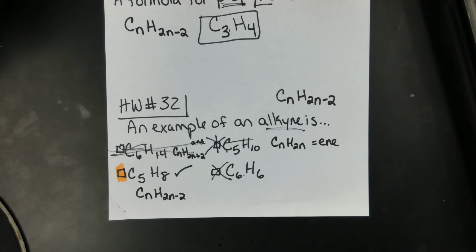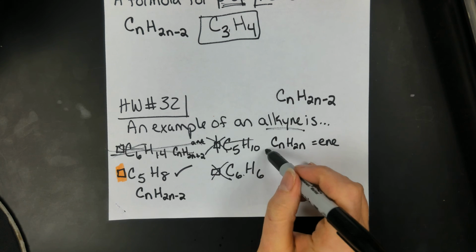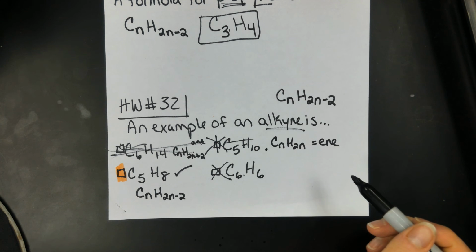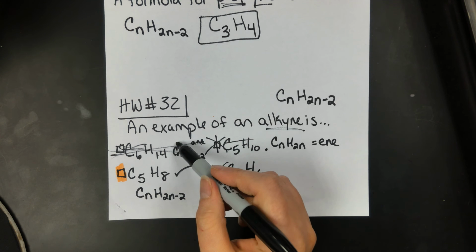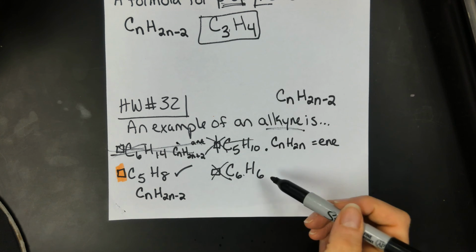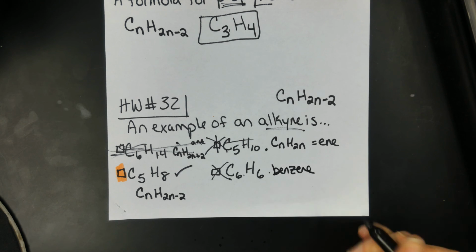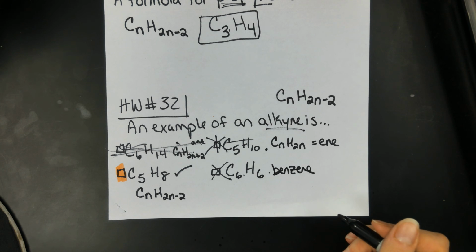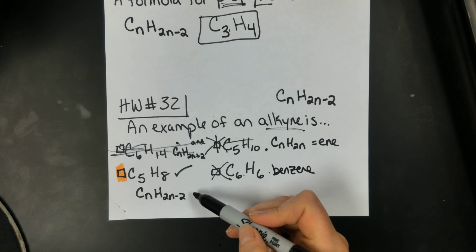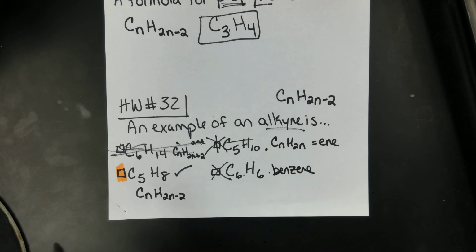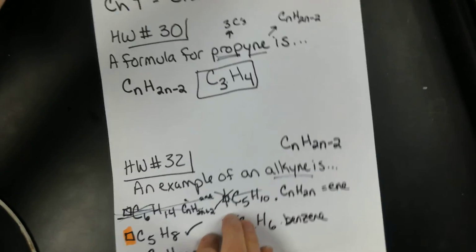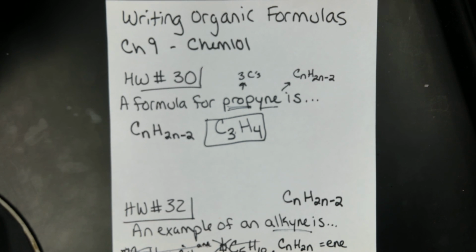That's the answer. So we figured that this is an alkene, this is an alkane, this is actually benzene, which is not what we're looking for either, right? So this is the compound that we're looking for. This is an alkyne. So hopefully this helped you guys practice writing the formulas and actually reading what the formulas mean.